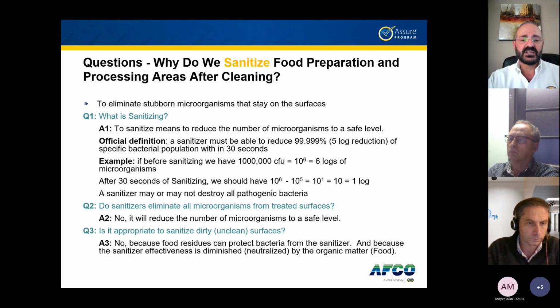So do sanitizers eliminate all microorganisms from the treated surfaces? Of course not. We are not sterilizing. We are just reducing their number to a safe level.